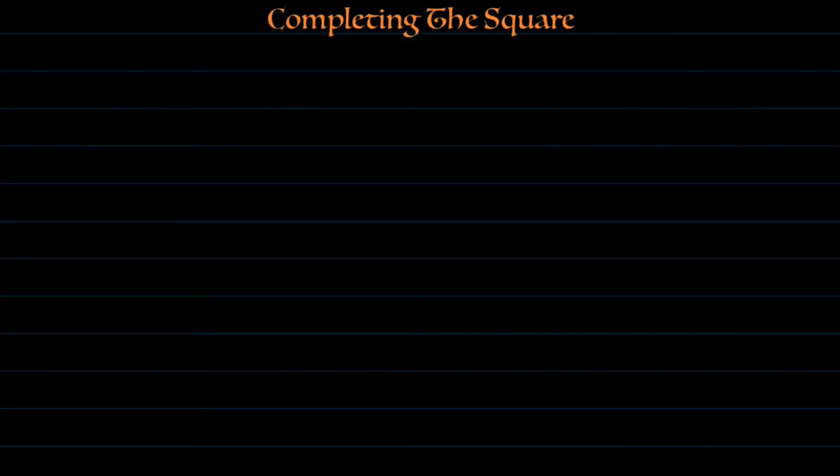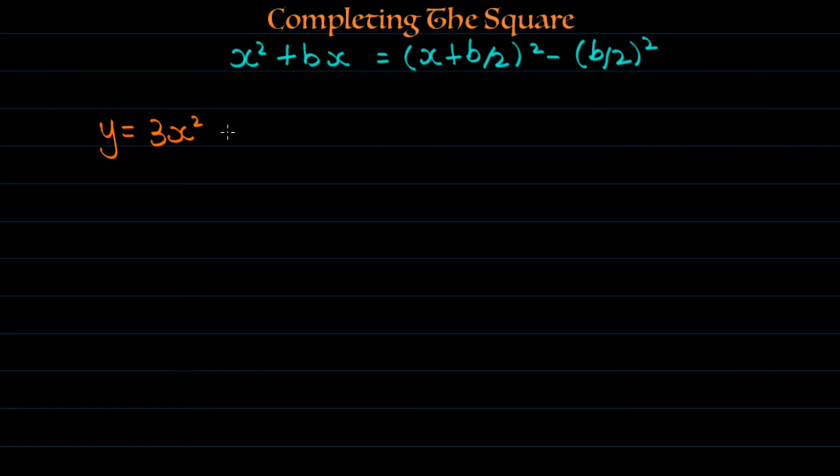So with that said, let's move on to an example. But first let me quickly write down what we've just shown at the top. So we have x squared plus bx being equal to (x plus b over 2) squared minus (b over 2) squared. So let's say we have a quadratic y equals 3x squared plus 6x plus 1, and we want to complete the square on this quadratic. So the first thing we have to do is factorize the coefficient of x squared, or the number in front of x squared, from the first two terms of the equation. So we're factorizing 3 from the x squared term and the x term of this equation. So we end up with 3(x squared plus 2x), and we leave the 1 alone at the end.